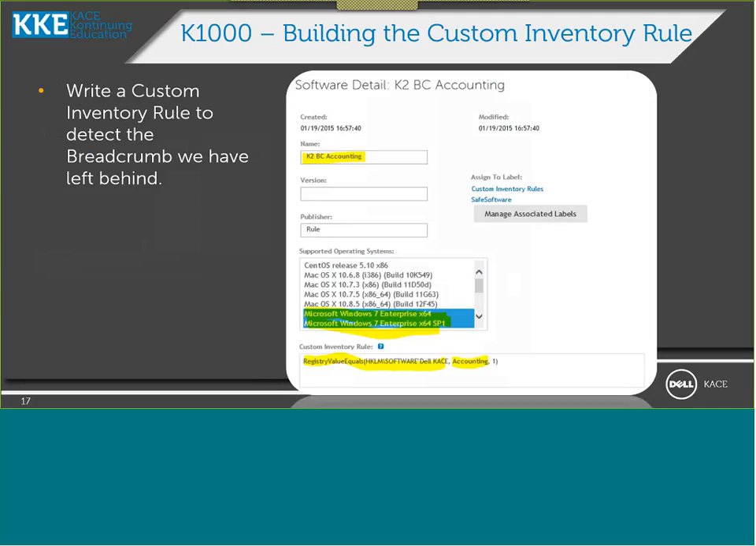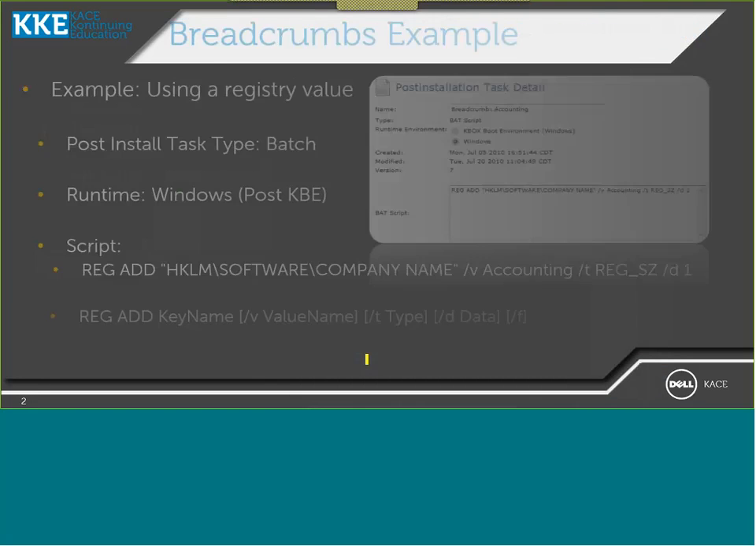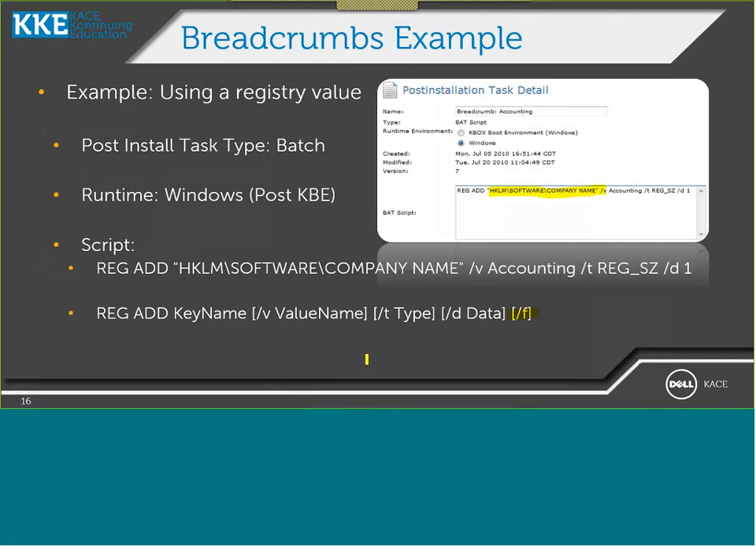So if the breadcrumb is not in that particular place, we won't find it. So what I would suggest is disregard it in the custom inventory rules, but build two different breadcrumbs. Because when you deploy an operating system, you always know what architecture of operating system you're deploying.